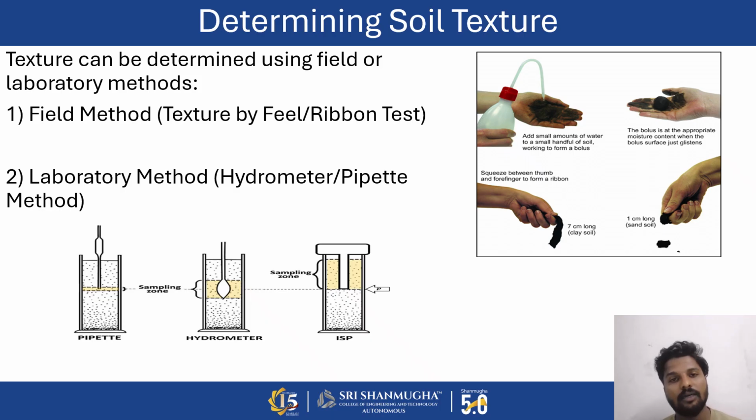The second method is the laboratory method. It is based on the sedimentation process. In the visual below the slide, you can see the three types: the pipette method, hydrometer method and ISP method. The visual shows three techniques for measuring the settling of soil separates based on size and density, often relying on Stokes' law. You can see in this picture.